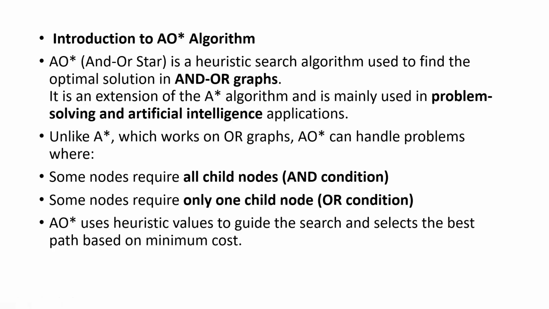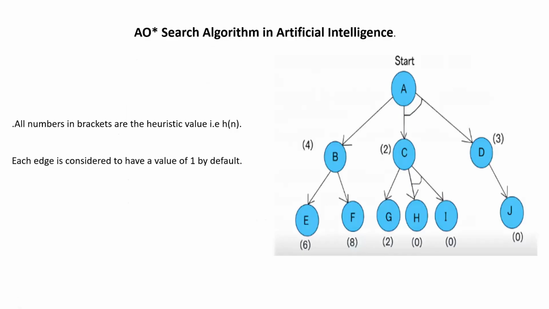Here we are going with two particular things. One will be with the AND arc, that means connections. In this graph, there will be some arcs whose paths we have to take always together, that's why we use the AND operation. There will also be some paths which are independent, similar to the OR operation. Some nodes require all child nodes, and some nodes require only one child node. We will see one problem so it will be clear for you.